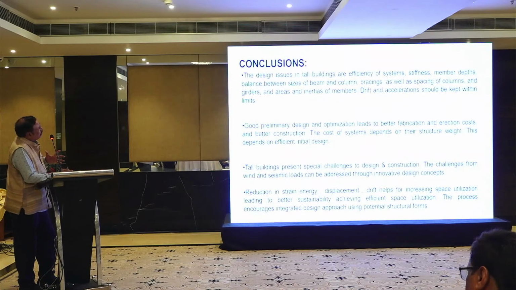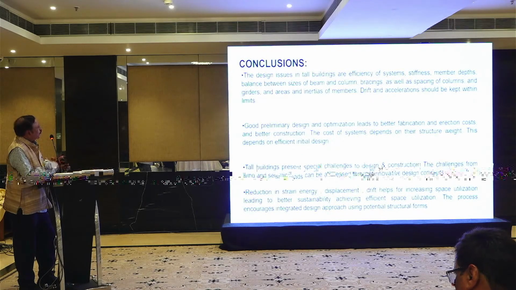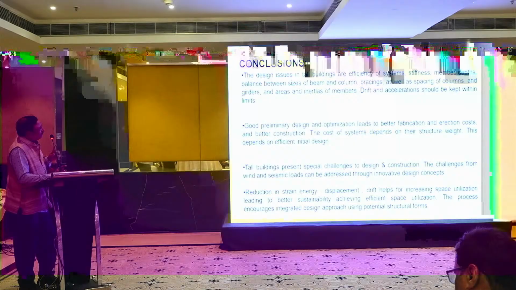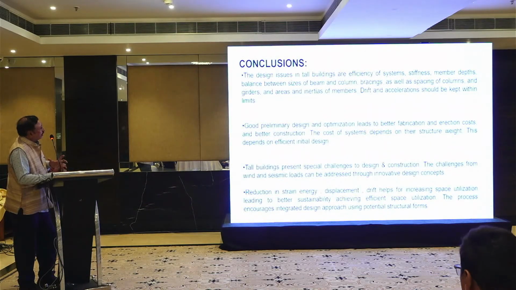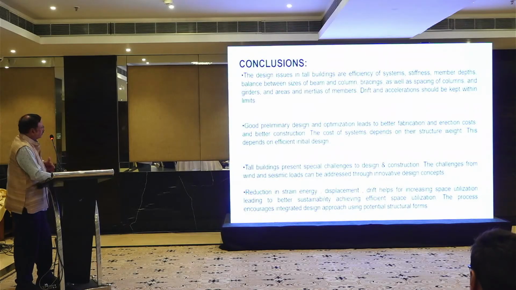So the design issues in tall buildings are efficiency of systems, stiffness, member depths, balance. So no one system can work. You have to work out different ones to arrive at the most optimum. But what definitely helps is good preliminary design, and optimum will lead to better fabrication and erection costs. I showed you a small corner modification can reduce almost 8,000 tons of steel.